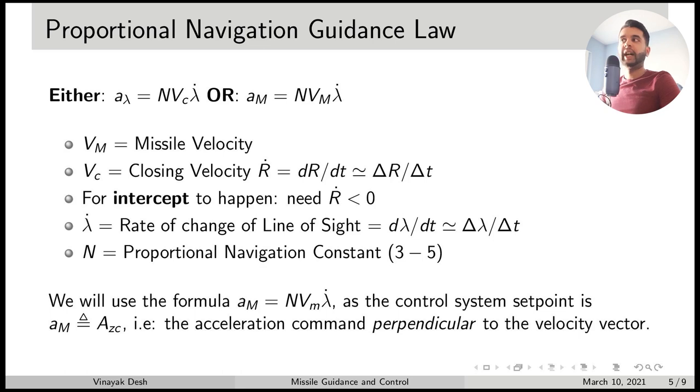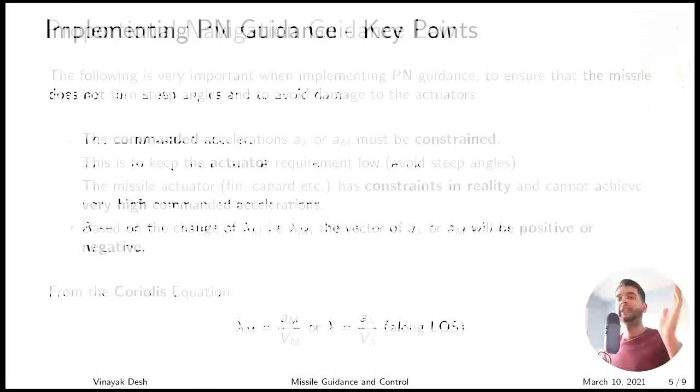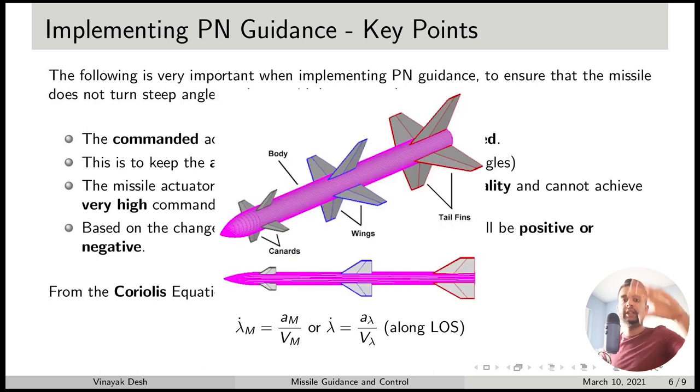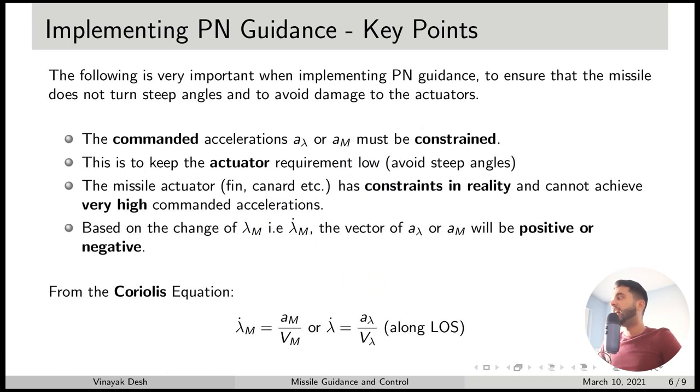Some notes on implementing PN guidance. You have to constrain the accelerations because you don't want the missile turning too steep. Obviously, you have an actuator on the missile, or it could be canards, fins, or a rocket nozzle too. So you have to avoid steep angles, right? That's very important. The actuator has constraints and it cannot achieve very high accelerations.